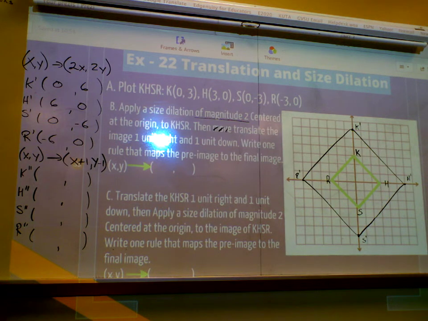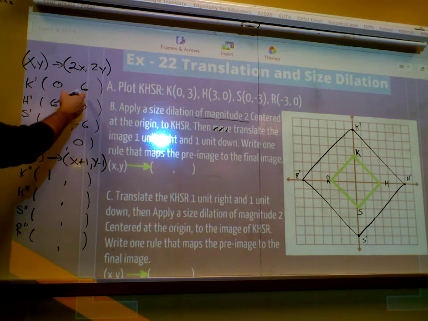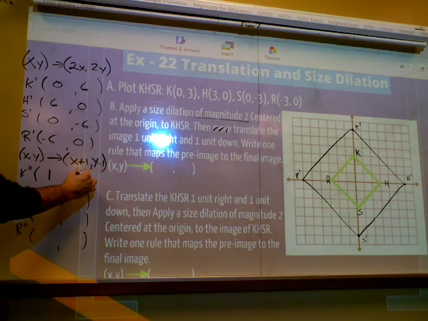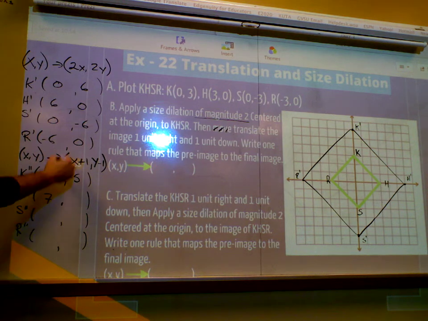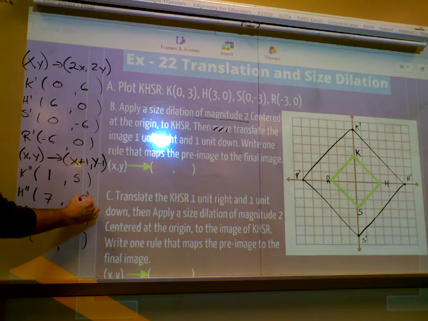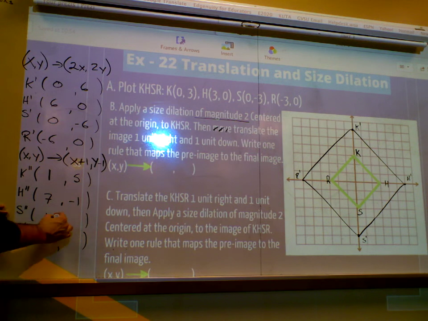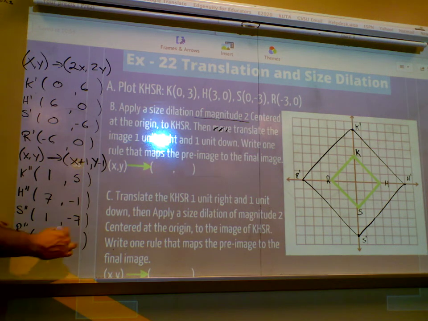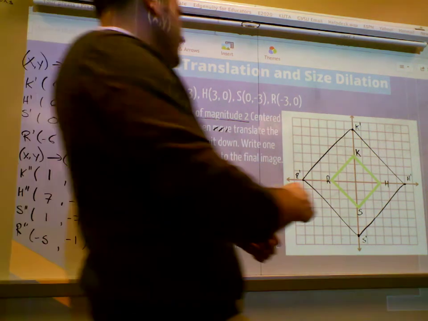Okay, so K prime. 0 plus 1 is? 1. 6 minus 1 is? 5. 6 plus 1 is 7. 0 minus 1 is? -1. And we can keep going with this, right? What's S prime? 1, -7, perfect. R prime? -5, -1. Okay, so now I can plot these, right?